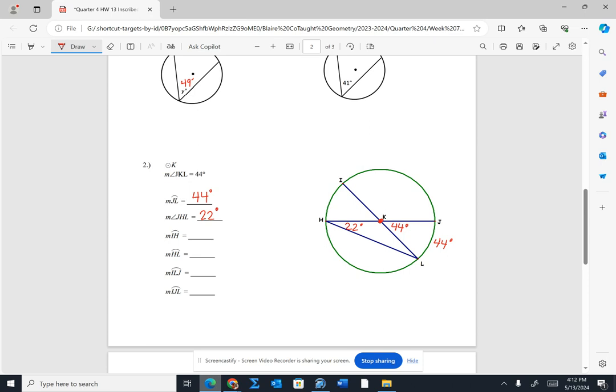Then it asks for the measure of arc IH. Well, it doesn't look like we have anything over on that side of the circle yet, but when I use vertical angles and I have a 44-degree angle, then I can see that that arc is also going to be 44 degrees. All right, then the next thing that it asks for is the measure of arc HL. So this isn't something that we've talked about yet, but IL is a diameter of a circle, so it cuts it in half. So a semicircle has 180 degrees.